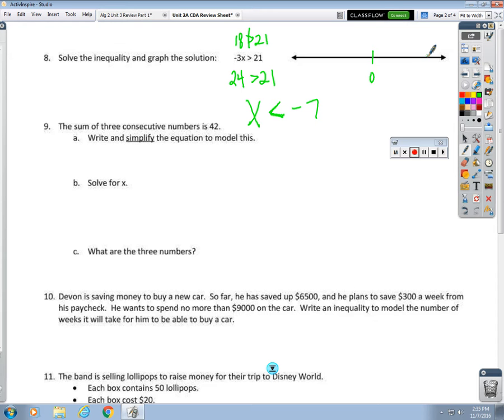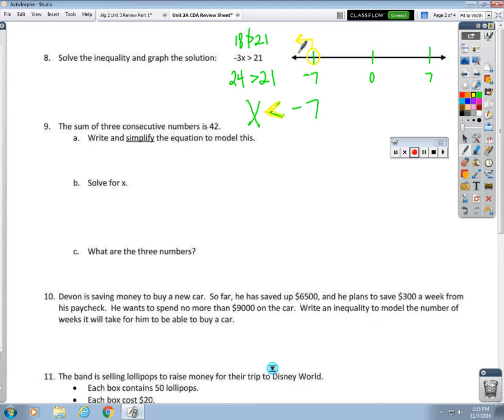Now I'm getting ready to graph it. So what number do I circle? Negative 7. Is it open or closed? Open, because there's no equal to bar. And then all the solutions are less than negative 7, which is to the left. Also, see how this is pointing left? So I draw my arrow left.